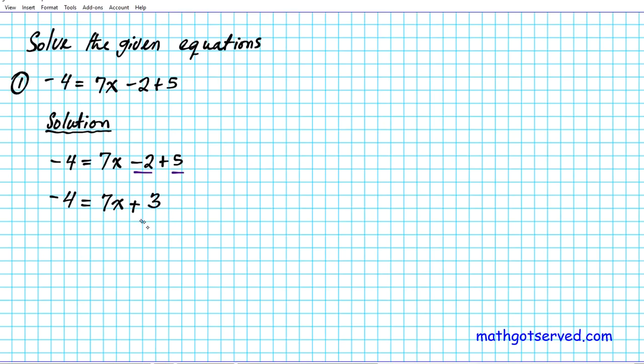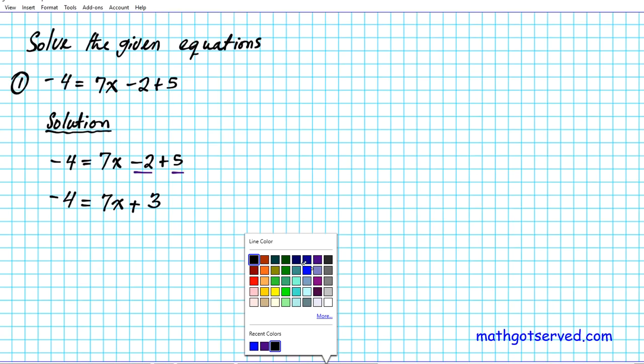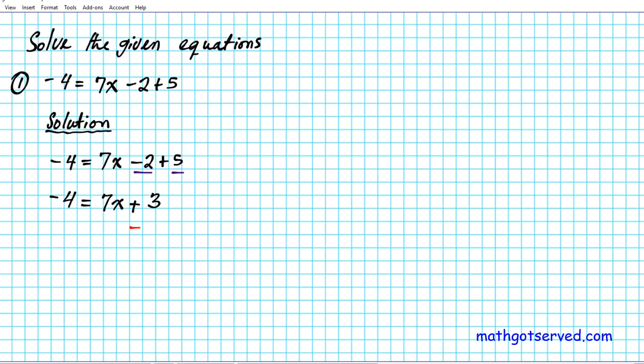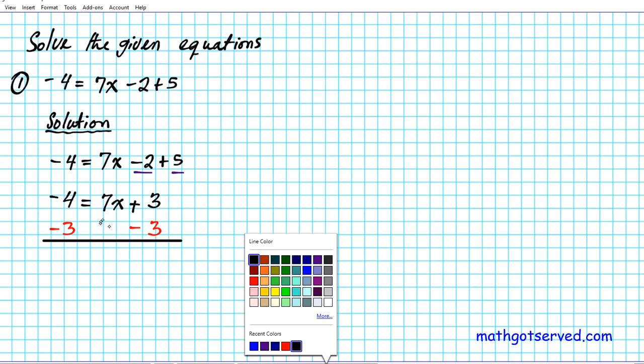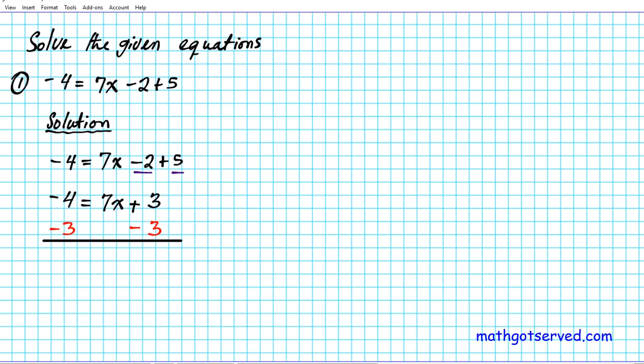Okay. Now to get x isolated, we will have to move 3 to the left side of the equation and then 7 afterwards. So how do we go about accomplishing this? Now to undo addition, we use the inverse operation, which is subtraction. So we subtract 3 from both sides of the equation. When we do that, what do we end up with? On the left side, -4 minus 3. The signs are the same, so you add and keep the sign. -7 is equal to 7x. And then -3 plus 3 add up to 0.